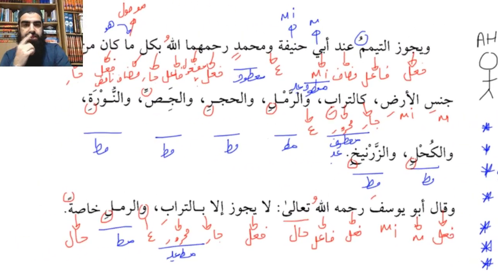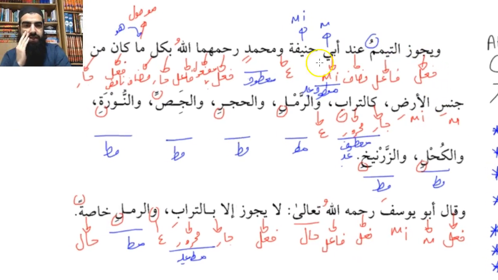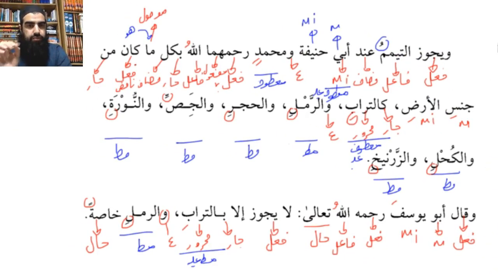Now, let's look at the translation of this then. وَيَجُوزُ التَّيَمُّمْ, tayammum is permissible according to Abu Hanifa and Imam Muhammad rahimahullah, بِكُلِّ مَا كَانَ, with everything that is from jins al-ard, the genus of the earth, كالتراب, like soil, والرمل, sand, والحجر, stone, والجص, gypsum, والنورة, limestone, والكحل, which is kuhul, and zirnich, arsenic.